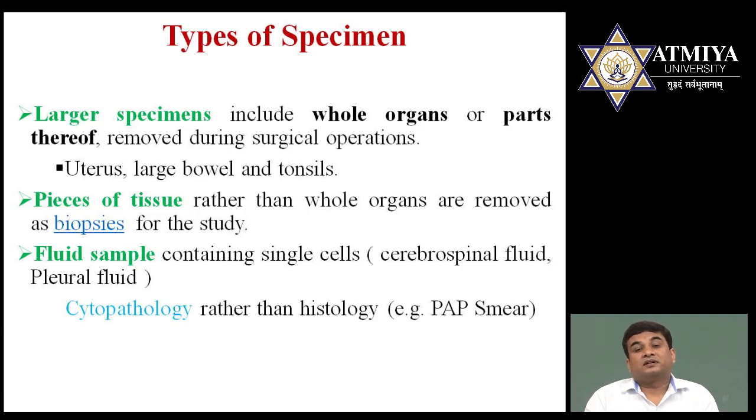Next I will discuss the types of specimen. Which types of specimen are usually used in the lab? Mostly there are 3 types of samples: larger samples, pieces of tissue, and fluid samples.